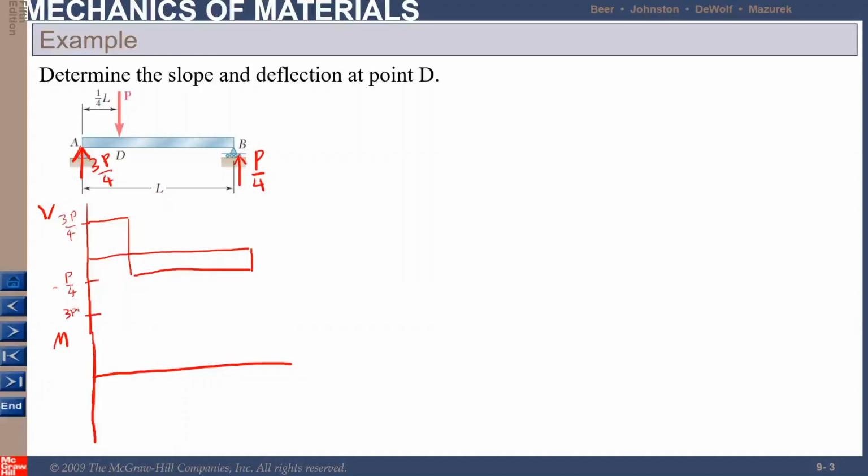Okay, so 3pl over 16, and it reached the maximum because this is positive, so it will be a linear line going upward, and over here the area will be p over 4 times 3p over 4, so you will also get 3pl over 16. And it is going downward until it reaches 0, and this is your moment diagram. Our point D is located here at L over 4.